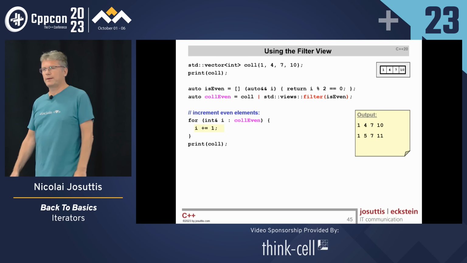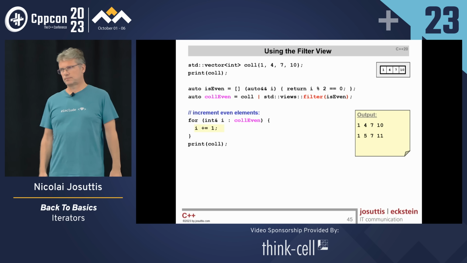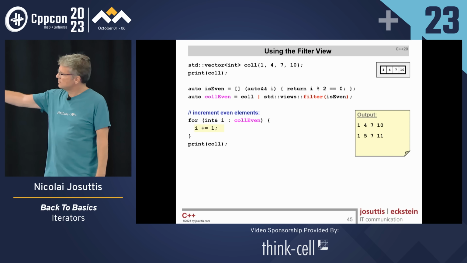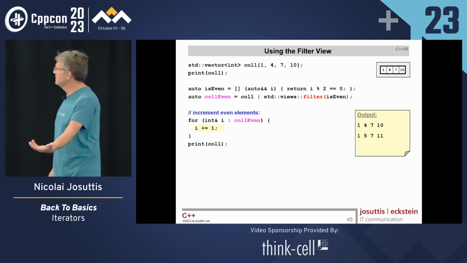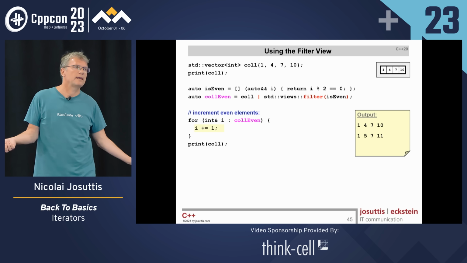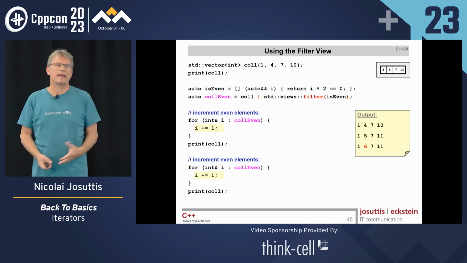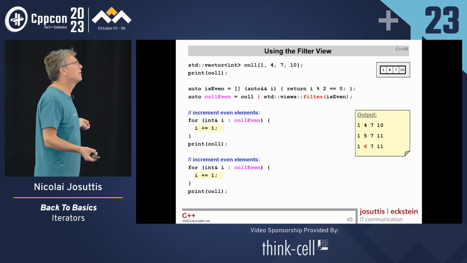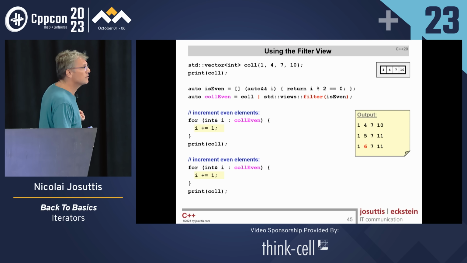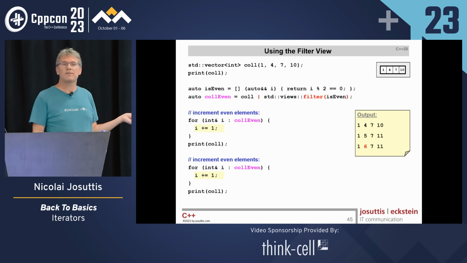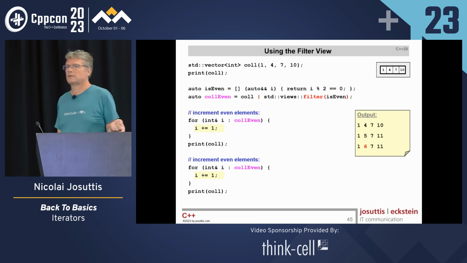Now let's add 1 instead of add 2. OK. 4 becomes 5. 10 becomes 11. We have no even elements anymore, so next time nothing happens. Oh. The 5 becomes a 6. But the 11 doesn't become a 12.